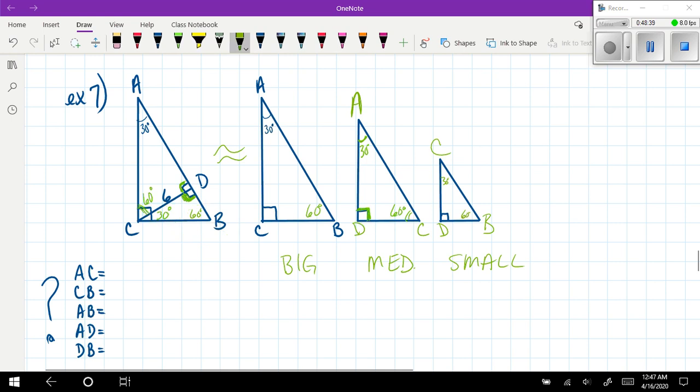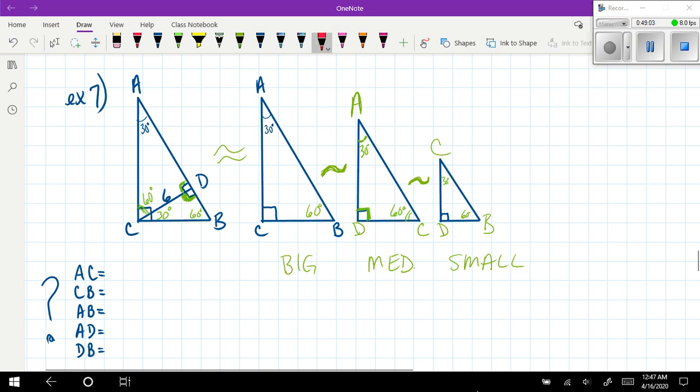Okay? So there are these 3 triangles, and these 3 triangles each have 30, 60, 90 angles. So these 3 triangles are similar with each other, which means that their sides must be proportional. So I was given this 6. CD is 6. Where do you see a CD? I see a CD right here.